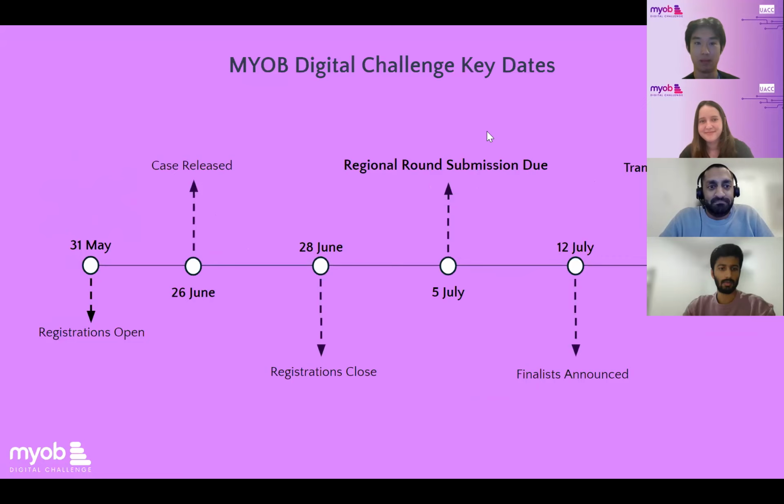So here's a timeline of all the key dates in the competition. It is important to note that you have 1 week to complete your prelim submission, which is due the 5th of July. You're more than welcome to take a screenshot of this page, but all these dates are included in the case.